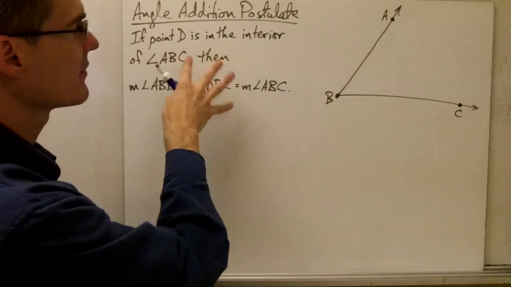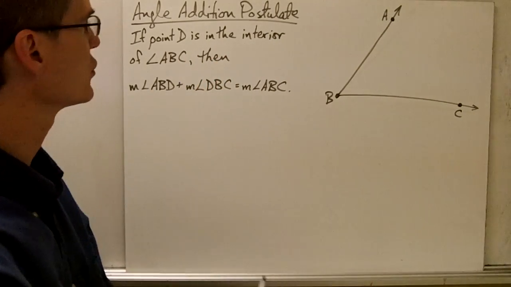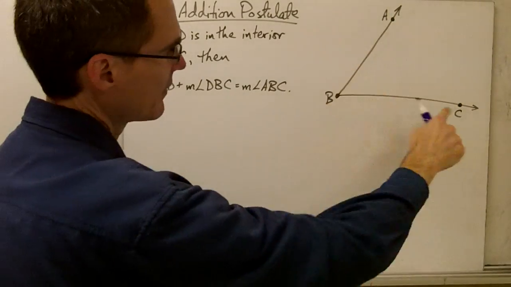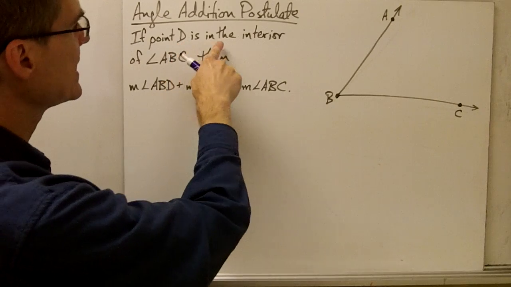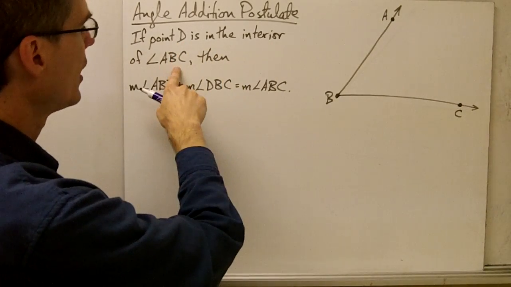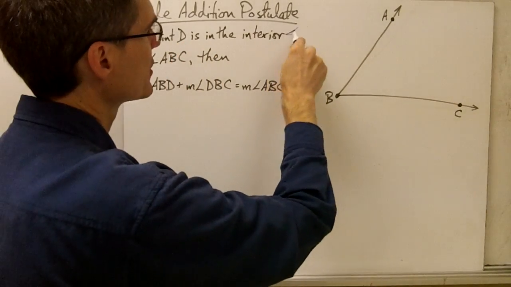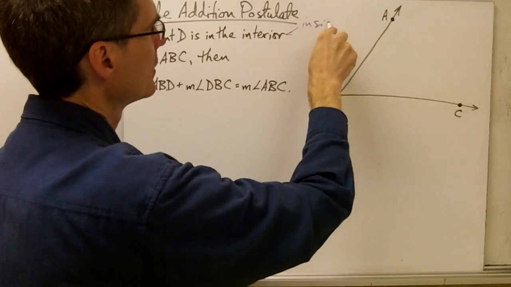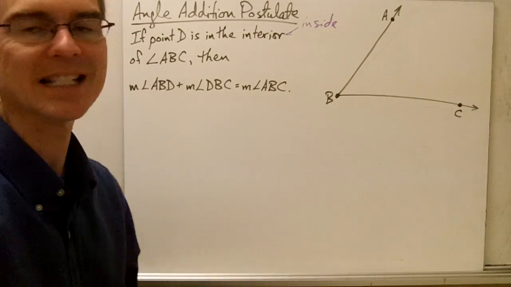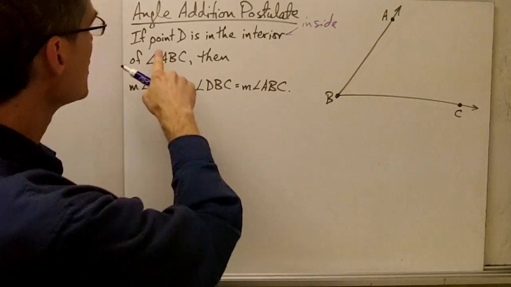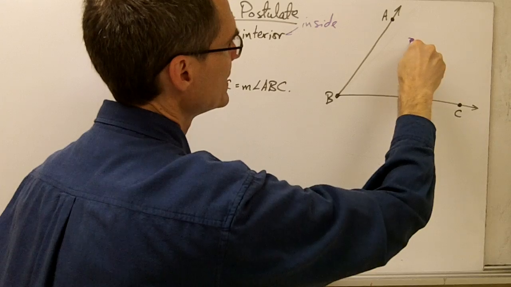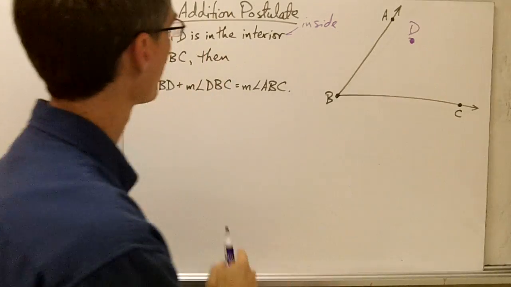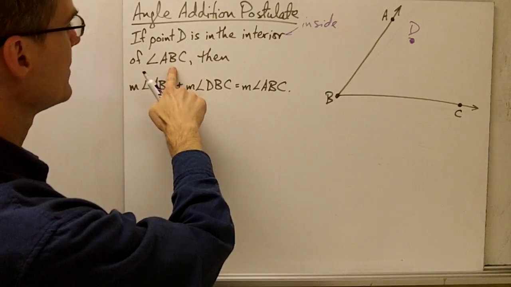So again, let's unpack this a little bit using a picture. You have a picture of an angle ABC in your notes. It says if point D is in the interior of angle ABC, by the way, interior just means inside. Something that's in the interior of something means it's inside it. So point D is inside angle ABC. Let's say point D is right here.